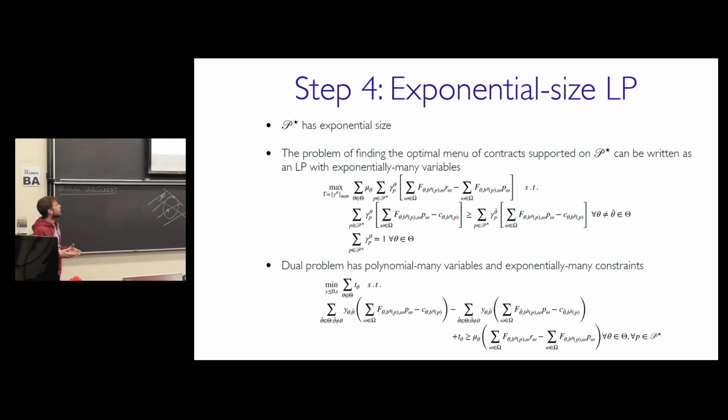So now that we have a bounded support, we can write an LP. We can write an LP with exponentially many variables, that are the contracts in the support, in P star, and polynomially many constraints. As is common in this setting, we can write the dual problem, that has polynomially many variables and exponentially many constraints.